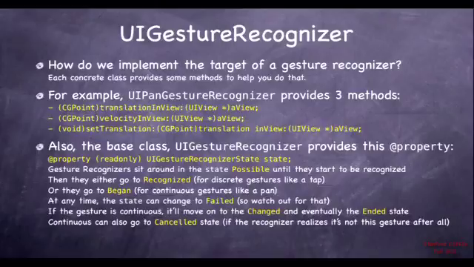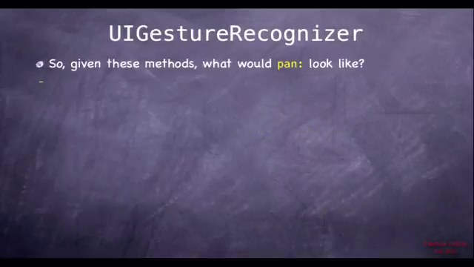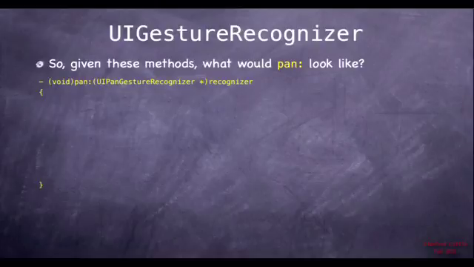Failed and canceled can happen when you are doing a certain gesture and some other gesture interferes. Like you're doing a pinch and it turns into a three-finger tap or something that would interfere. Or you're doing a gesture and a phone call comes in and you're gone. That would obviously cancel the gesture. All right, so given this information, what would pan look like, for example?